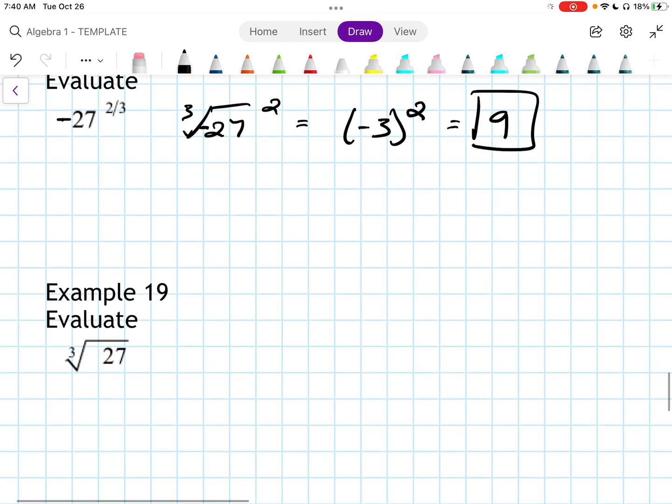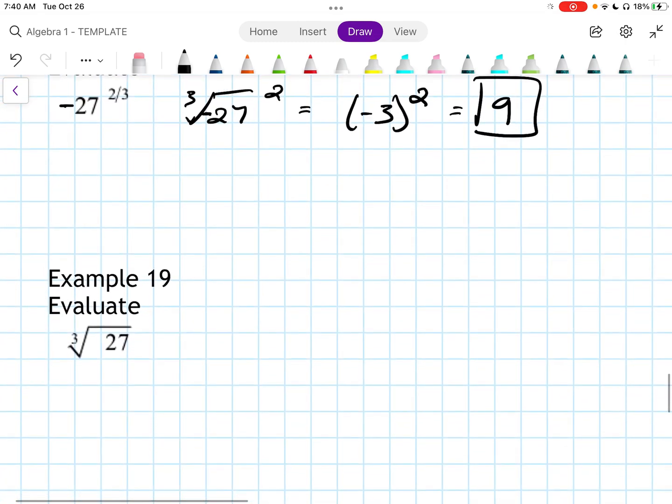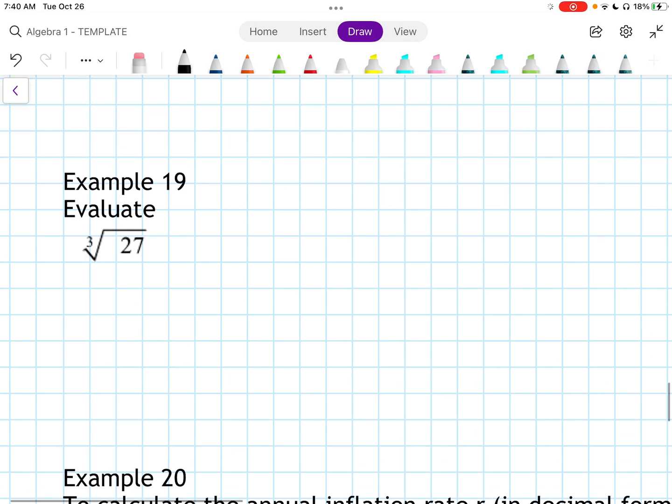Example 19. This is supposed to have a negative out front and a negative underneath. So starting off, I'm just going to copy down that first negative. The cube root of negative 27 is negative 3. So this thing here turned into a negative 3. And then we have a negative, which goes to a positive 3.